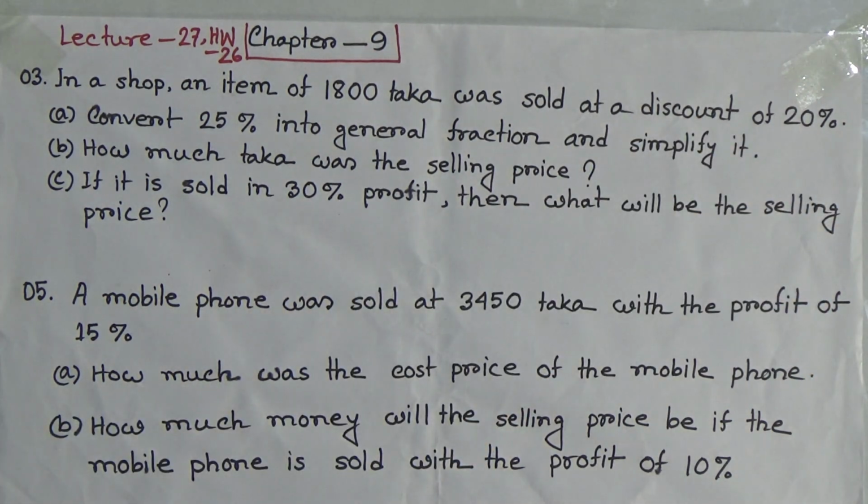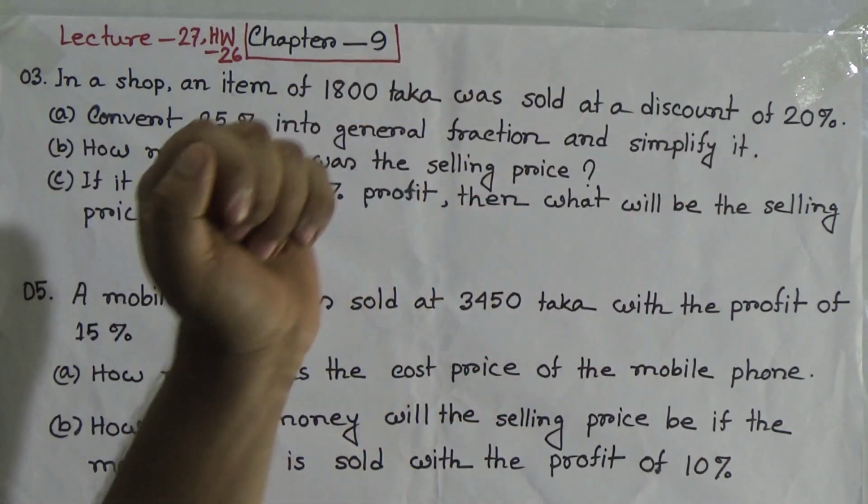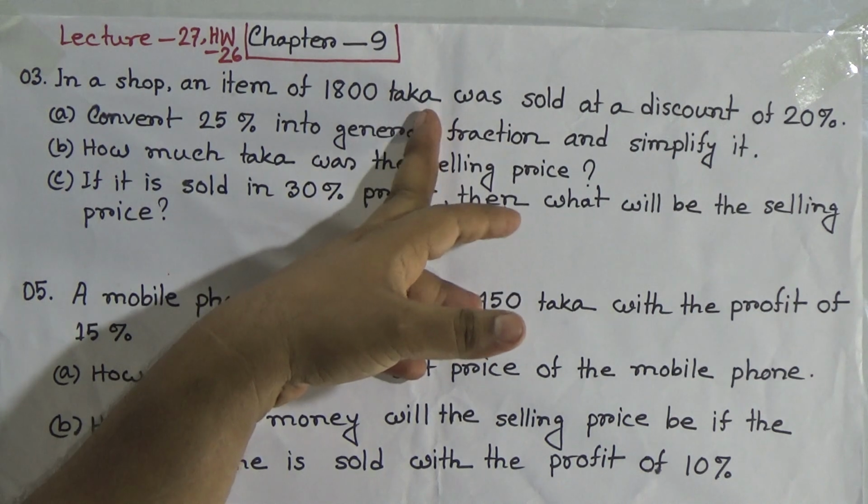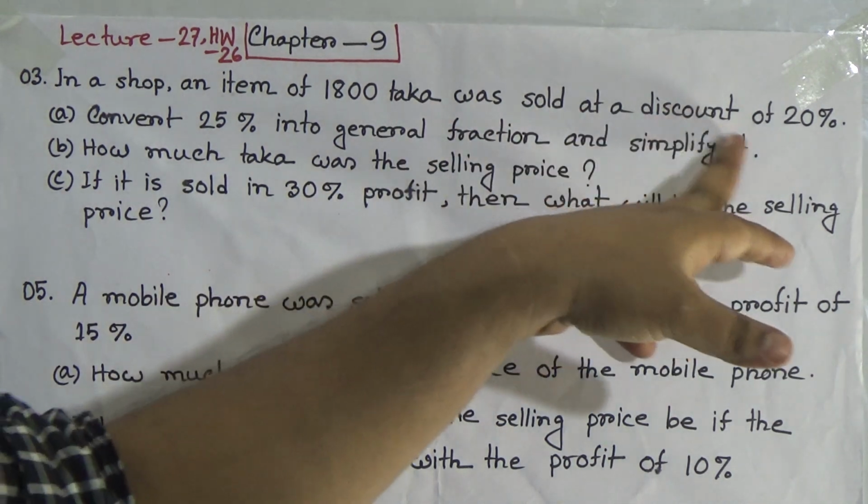What do you mean by discount? Discount means suppose you have an item whose price is 100 taka. By 100 taka you bought this. Now you want to sell at 20% discount. That means you sell it at 80 taka. Here selling price is less than cost price. So this is called discount. Okay. So in a shop, an item of 1800 taka was sold at a discount of 20%.